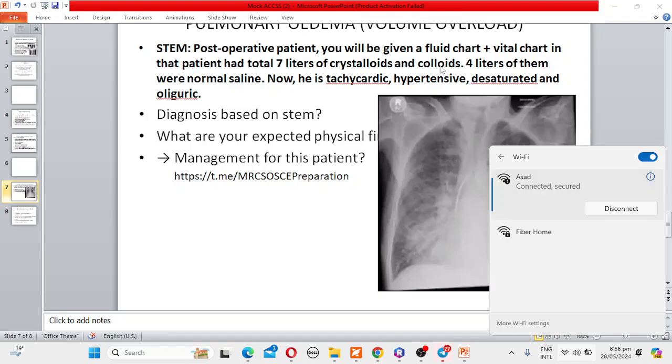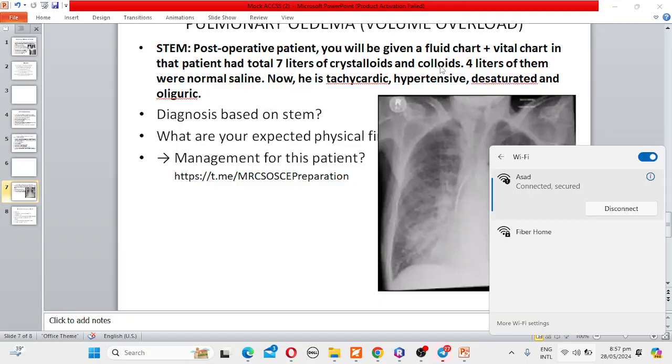Millimole per liter. What is the amount of sodium in Hartmann solution? 131 millimole per liter. Yeah. What is the daily requirement of sodium and potassium? Potassium is 1 milliequivalent per kg, and sodium is 1 to 2 milliequivalent per kg. Okay, 0.5 to 1 milliequivalent per kg for potassium.